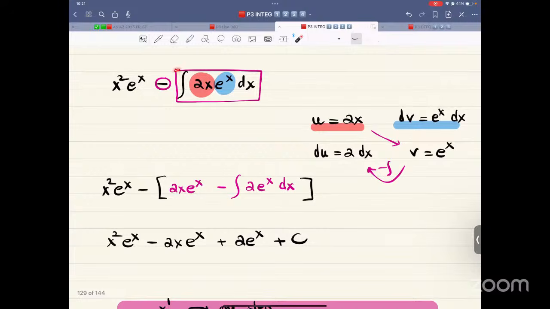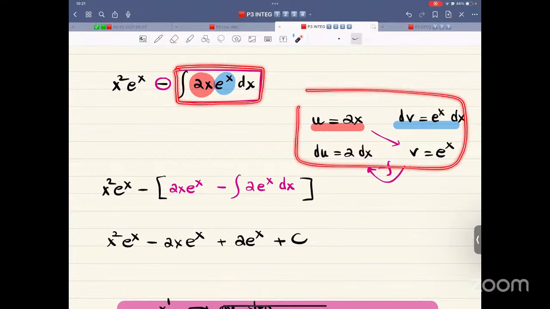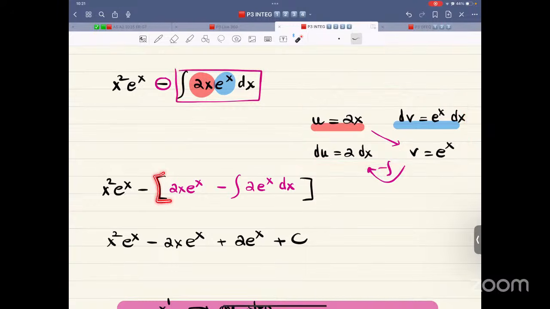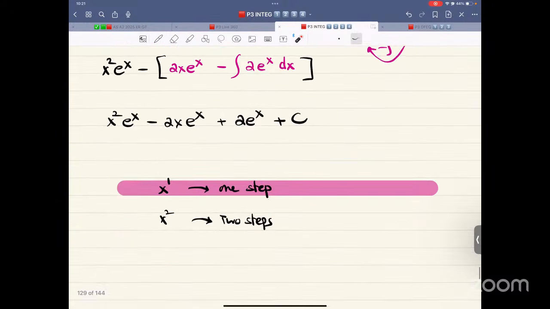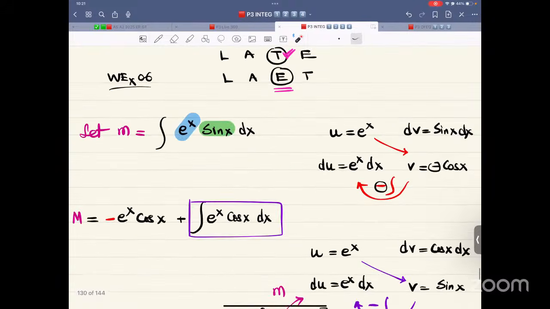Now keep in mind, this whole box is this thing over here, correct? So now put a big bracket and then simplify. So this is 2x e^x minus 2e^x. This is now directly done. And then look at the progression. That is like x squared. There is 2x. The 2x derivative is 2. So x power 1, 1 step. X power 2, 2 steps.